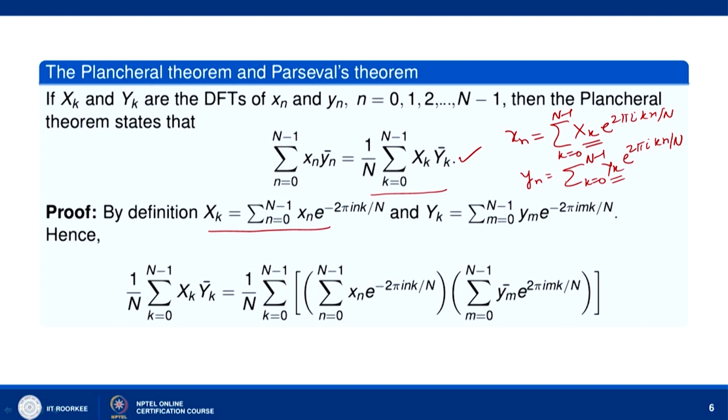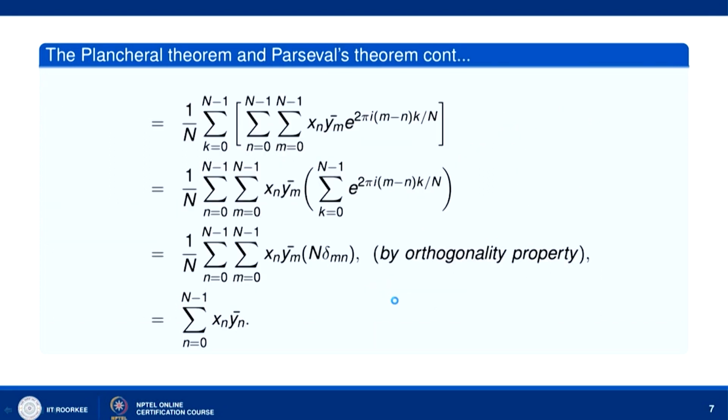By k conjugate will be, conjugate here. Okay, by k conjugate equal to sigma m equal to 0 to n minus 1 by m conjugate e to the power conjugate of this quantity. So, we get 2 pi iota m k by n. Okay. So, this is what we get in this. Okay. Let us now see what happens to this.